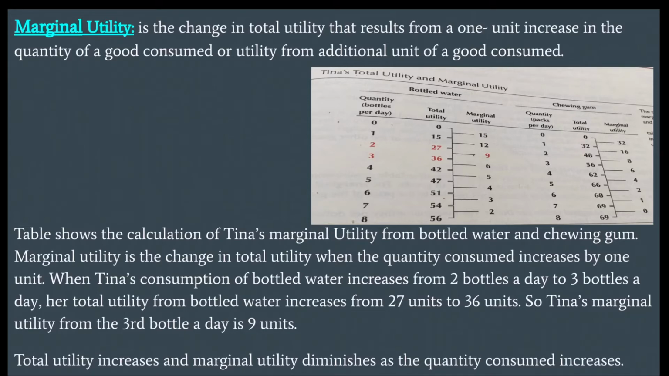The table shows the calculation of Tina's marginal utility from bottled water and chewing gum. Marginal utility is a change in total utility when the quantity consumed increases by 1 unit. When Tina's consumption of bottled water increases from 2 bottles a day to 3 bottles a day, her total utility from bottled water increases from 27 units to 36 units. So Tina's marginal utility from the third bottle a day is 9 units. Total utility increases and marginal utility diminishes as the quantity consumed increases.